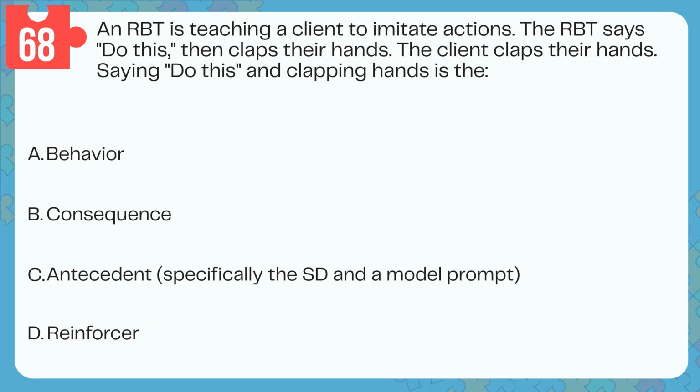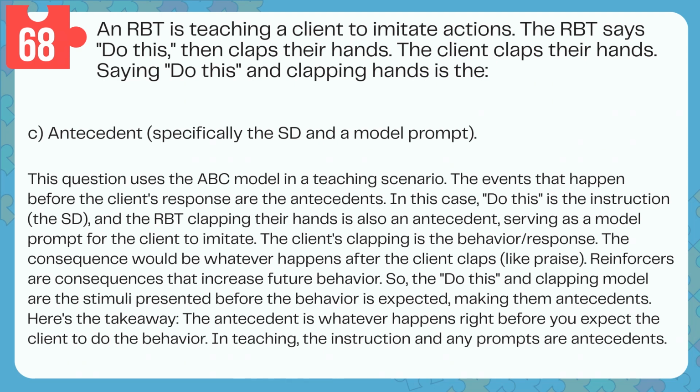Question 68. An RBT is teaching a client to imitate actions. The RBT says, "Do this," then claps their hands. The client claps their hands. Saying "do this" and clapping hands is the A. Behavior. B. Consequence. C. Antecedent, specifically the SD and a model prompt. D. Reinforcer. Answer. C. Antecedent, specifically the SD and a model prompt.